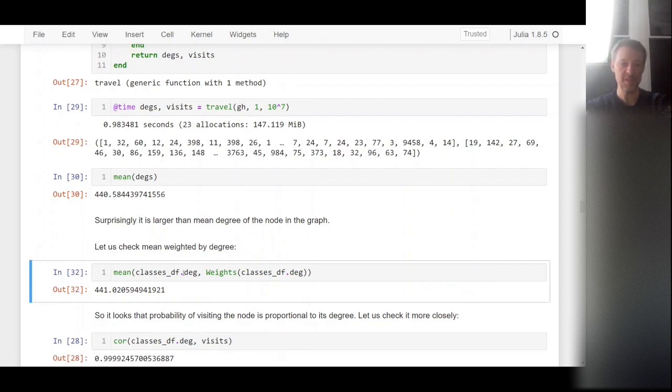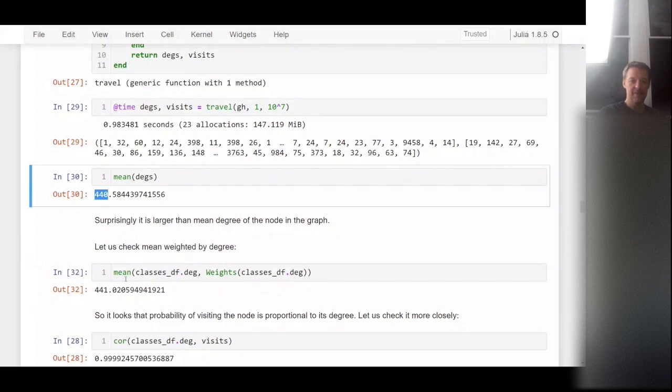And if I compute this, I get 441, which is almost the same as what we got here. Why is it almost the same and not exactly the same? What do you think? Why is this number not exactly the same as this number? Exactly. We have a variance.